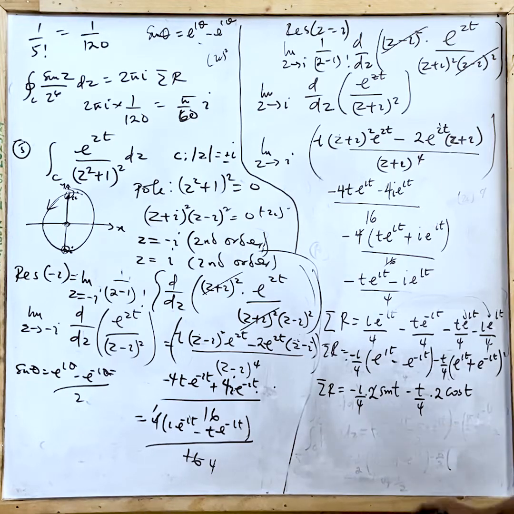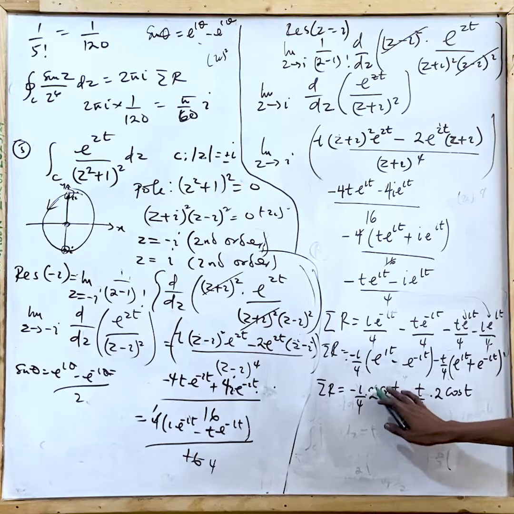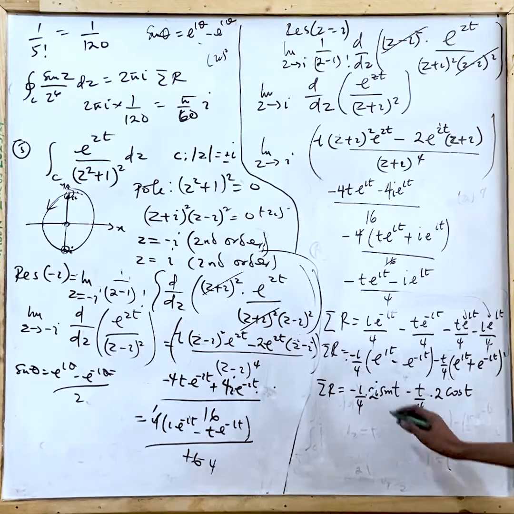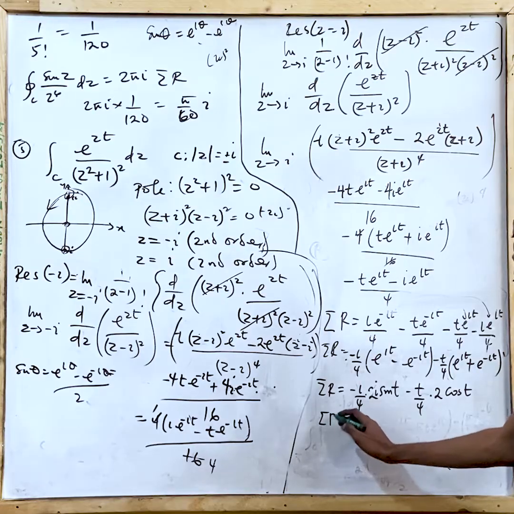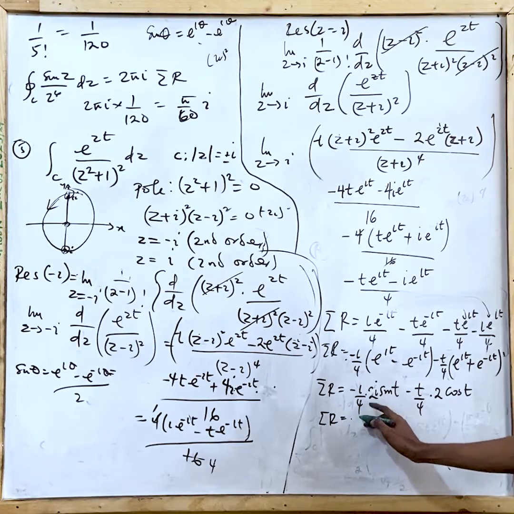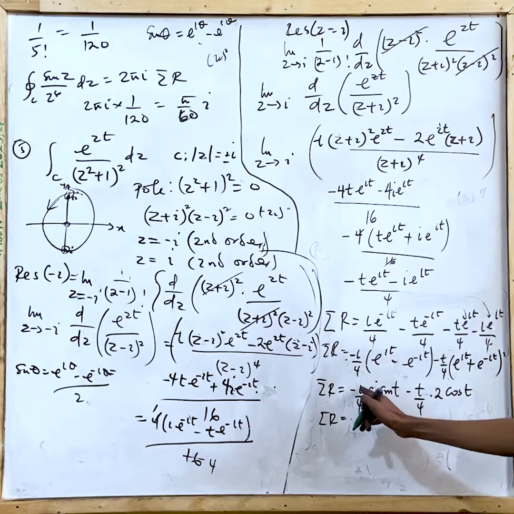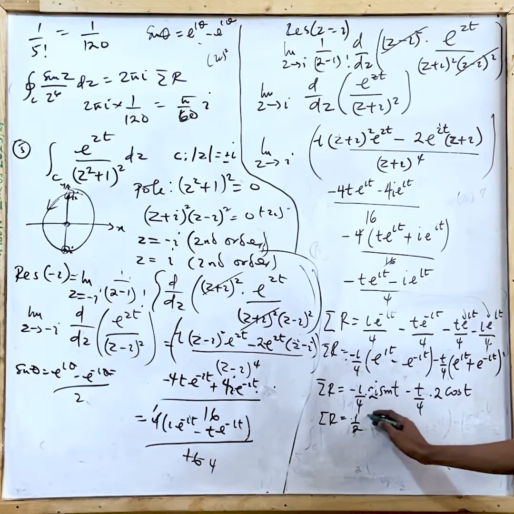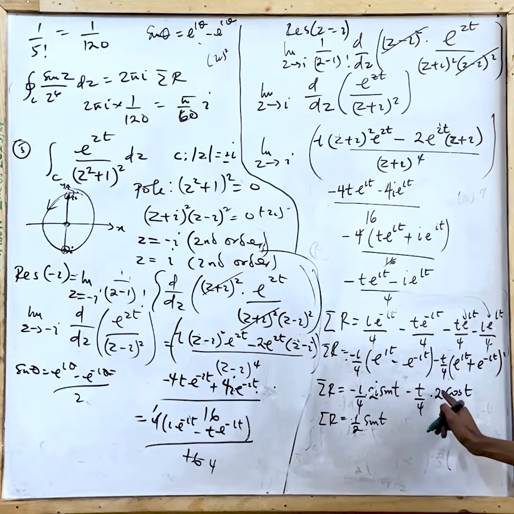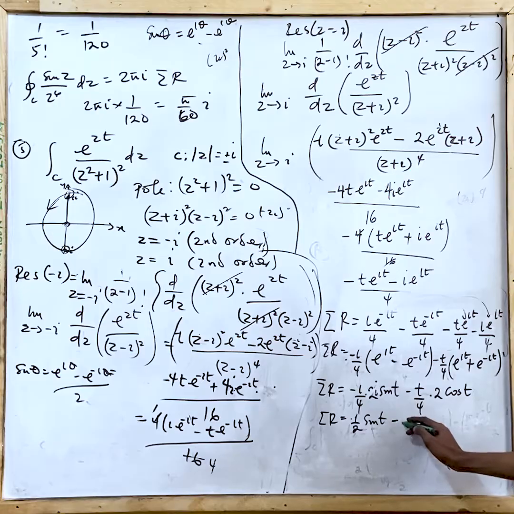So 2i, yeah, it's true, 2i sine t. This is 2 cos t. So 2 here 1, 2 here 2. So the sum of the residue will be, I squared is minus 1 with minus, that's plus 1. This will be 1 over 2 sine t. 2 here 1, 2 here 2, that's minus t over 2 cos t.